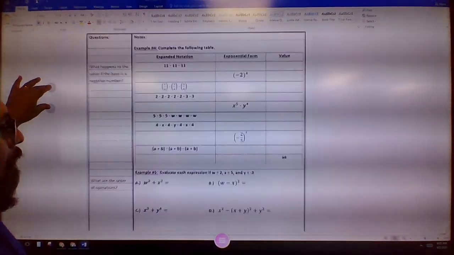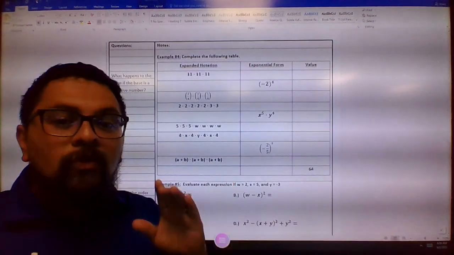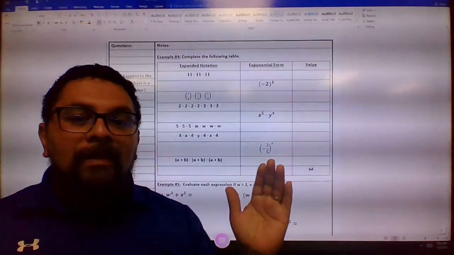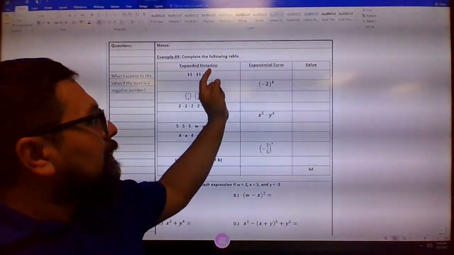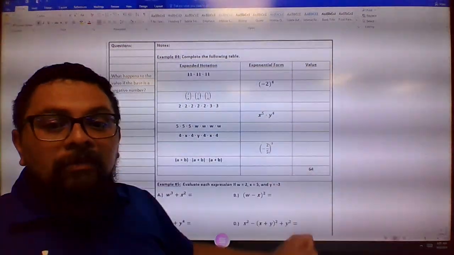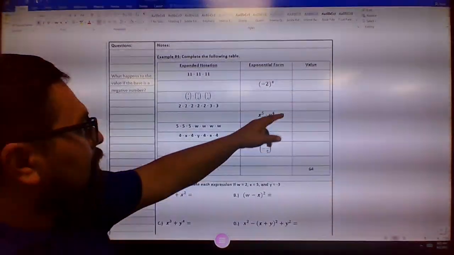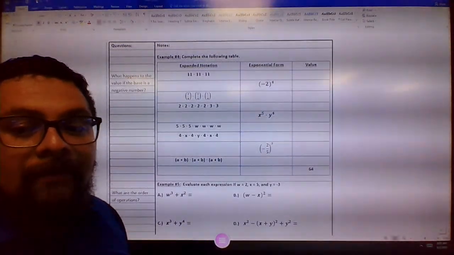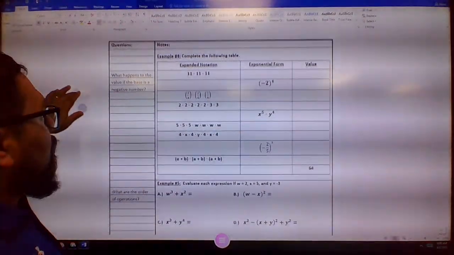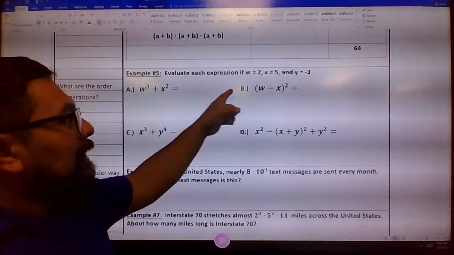On the back, we had a long table, a very big table. On this one, you were doing both: expanding and putting in exponential form. After you did that, you actually got a value. For all these, it was just a simplified value. You might have gotten a number or you might have just gotten a simplified value. And then for example number five, we evaluated all of these.